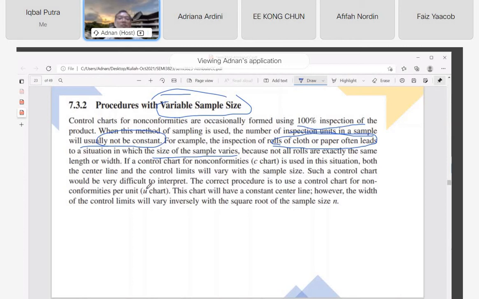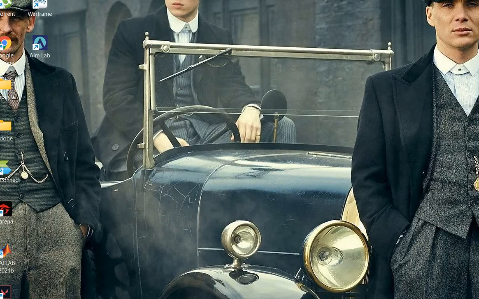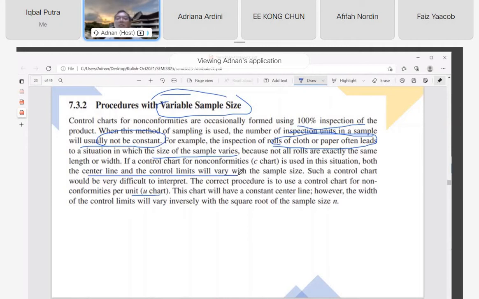Non-conformities is U chart. With C chart, in a situation both center line and control limit will vary with the sample size. If the control chart for non-conformities is used, both center line and limits are going to be complex when the sample size varies. So such a control chart will be very difficult to interpret. If C chart is used when the sample size is increased, it's difficult to use.